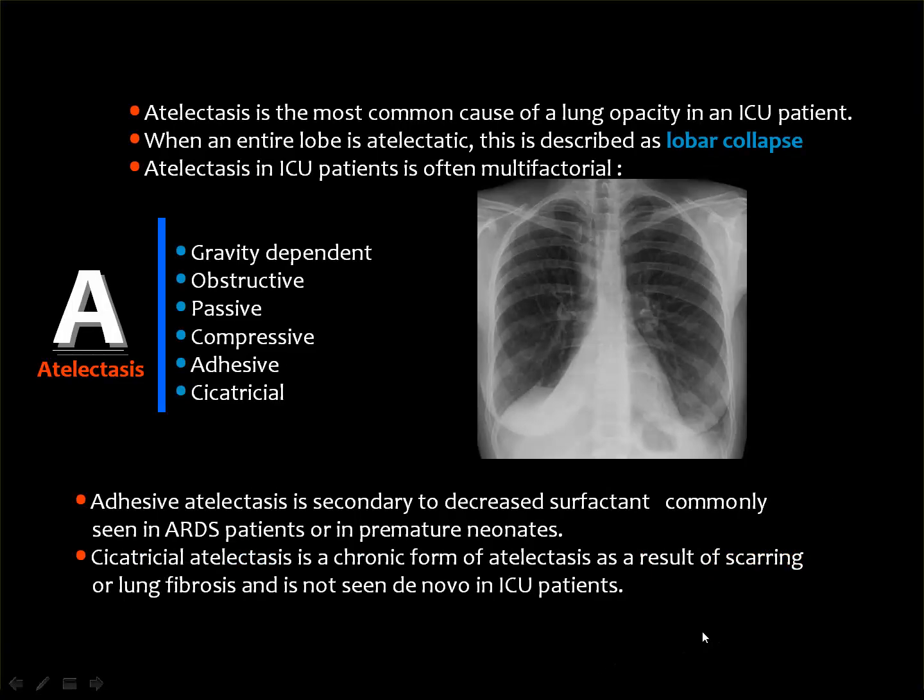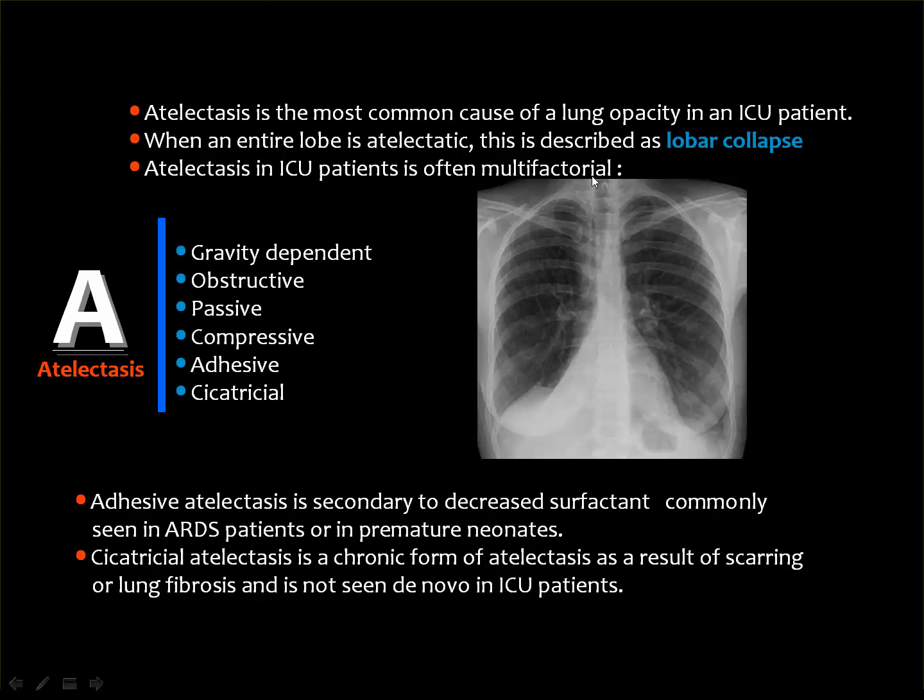We start first with atelectasis. Atelectasis is the most common cause of lung opacity in ICU patients. Then, if the atelectasis involves part of a lobe, it is known as subsegmental atelectasis. If it affects a whole lobe, it is known as lobar collapse.